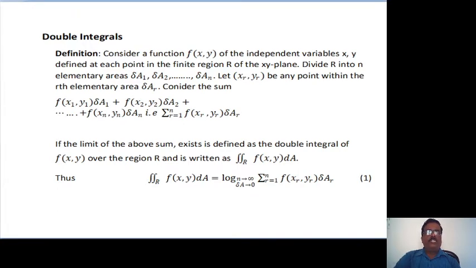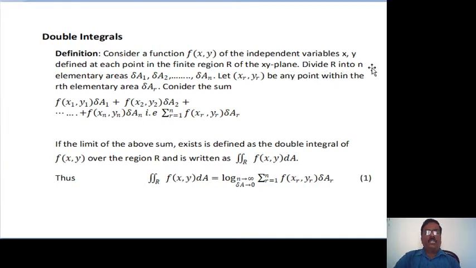First we define what a double integral is. To define this, consider a function f of x, y, a function of two variables, of the independent variables x and y, which is defined at each point in the finite region R of the xy plane.